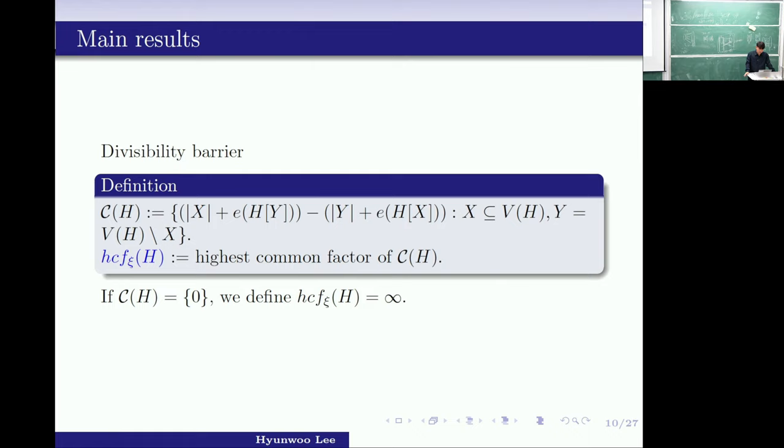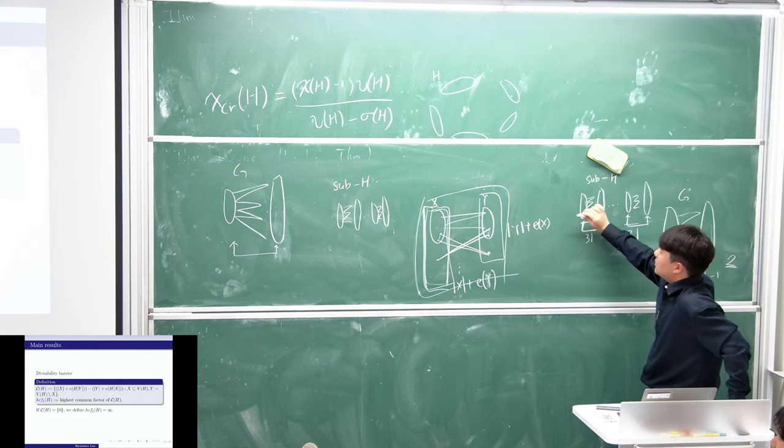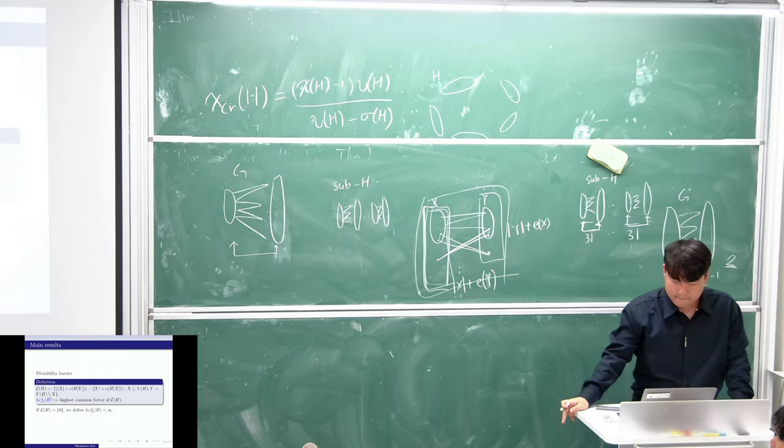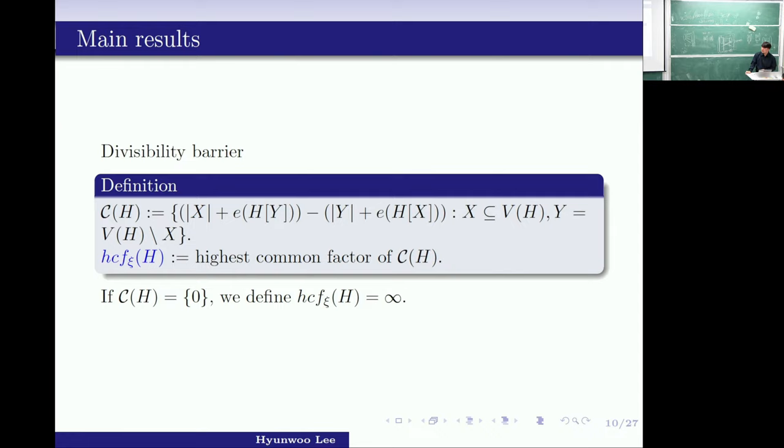And if for every bipartite subdivision of H the two parts are the same size, then we define this HCF as infinity. Common factor? What do you mean? Just the greatest common factor, the highest common factor. You mean GCD? Yes, GCD.